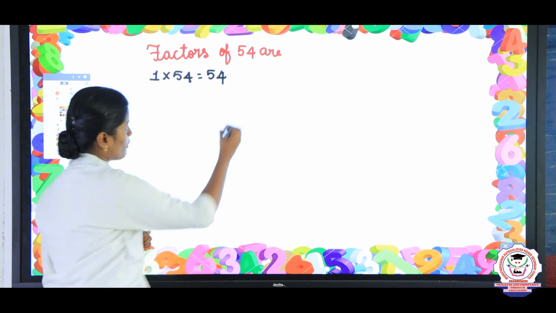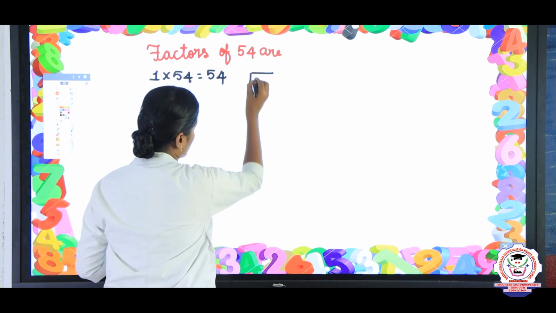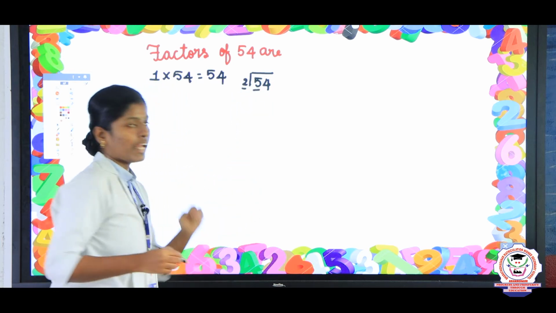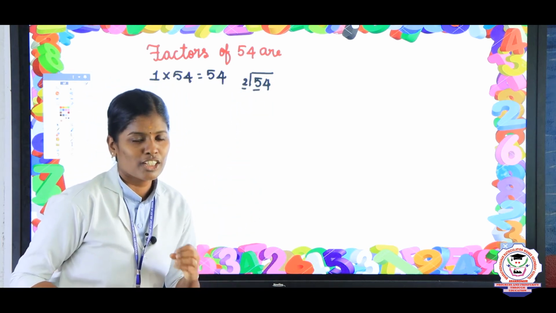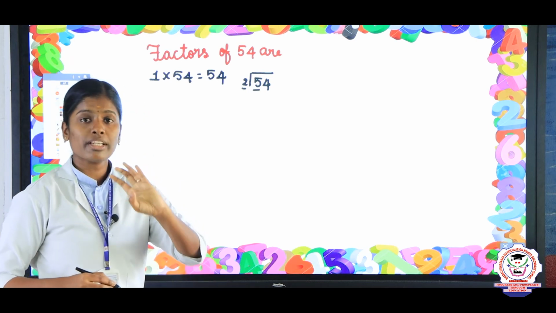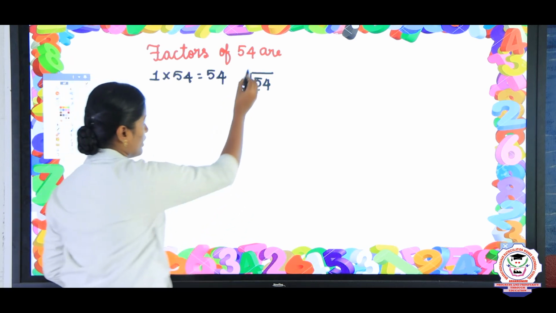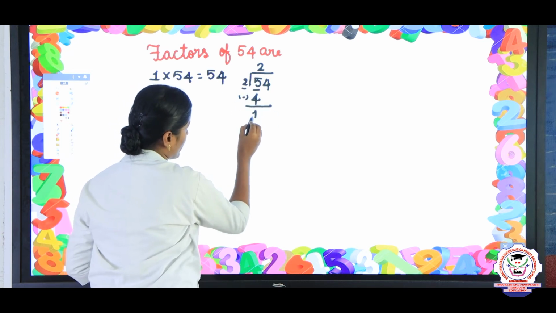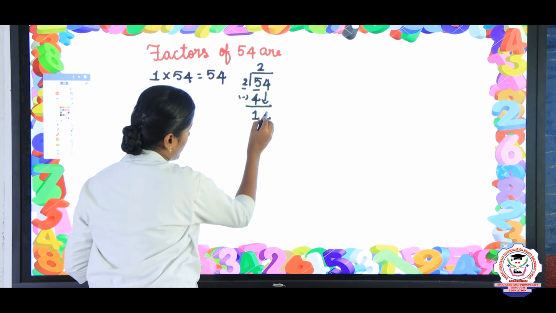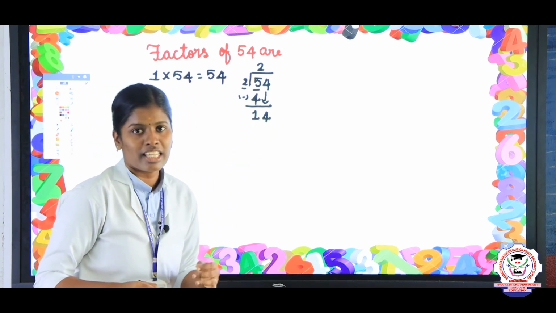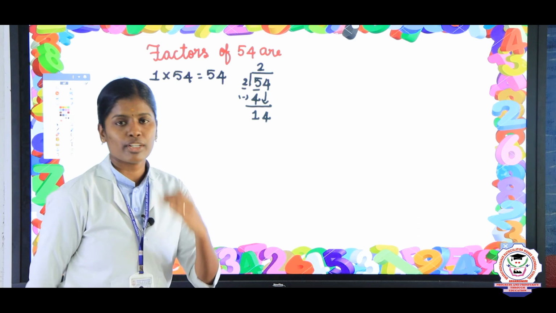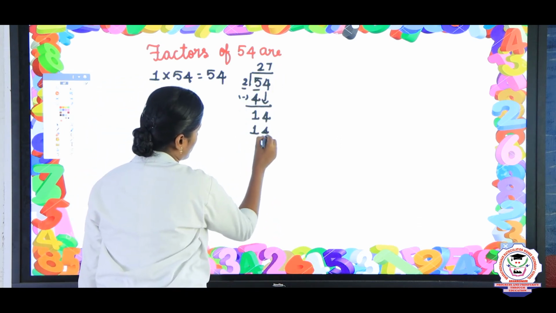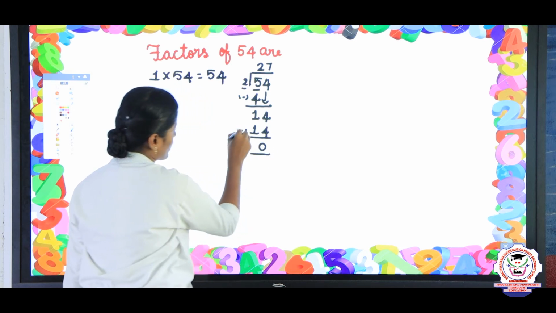So take 54 divided by 2. Take the first number. In 2 table of 5? No, 2 table of only 4. So how many times? 2 2s are 4, and 5 minus 4 equals 1. Then we bring down 4. In 2 table of 14? Yes. How many times? 7 2s are 14. So write the answer, 7 2s are 14. So listen my children, 14 minus 14 equals 0.